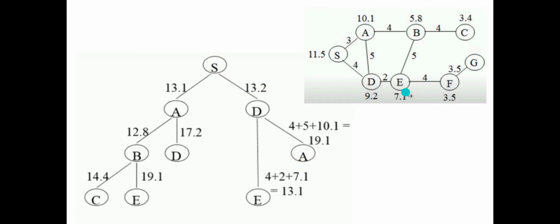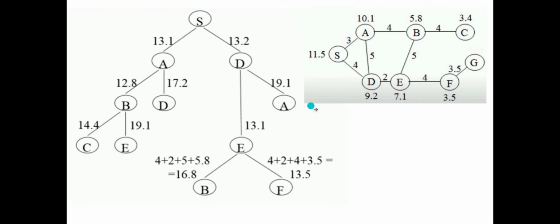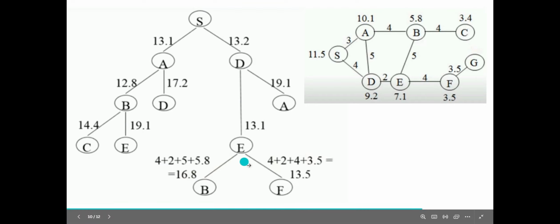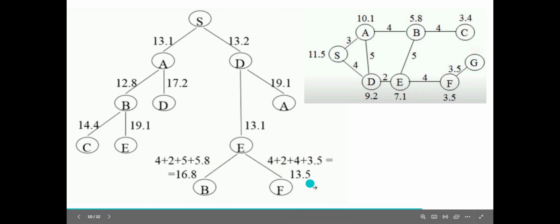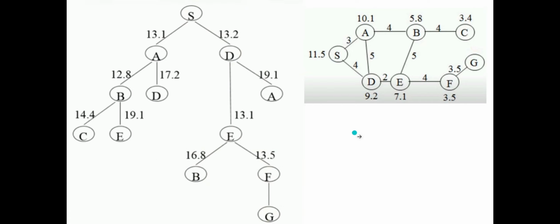From E, we can move either to B or F. As said earlier, we neglect node D because that's where we came from. If we move to B first, we add the g(n) and h(n), 4 plus 2 plus 5 plus 5.8, the heuristic value of B, and we get 16.8. If we move from E to F, we get a cost of 13.5. So 13.5 is the minimal compared to B. So we move from F to G, and we have reached the goal state.